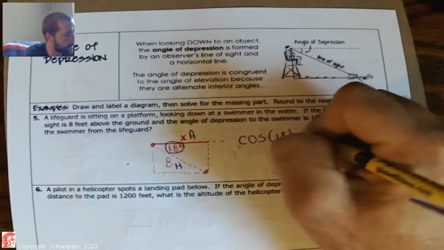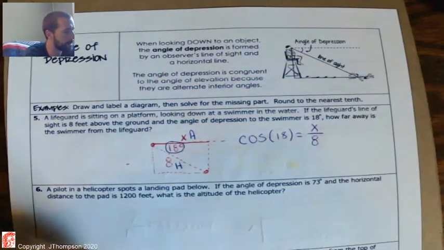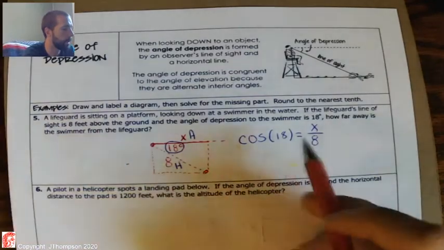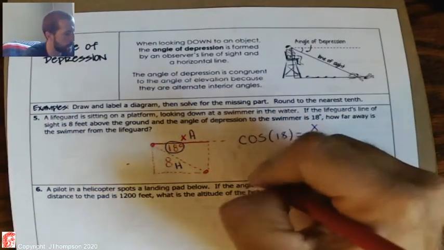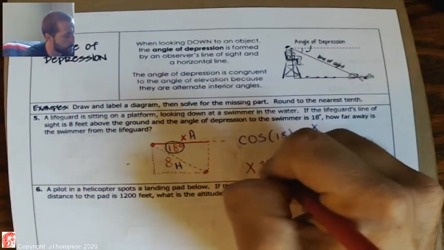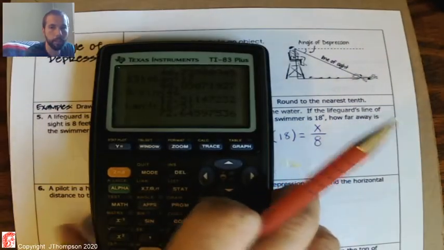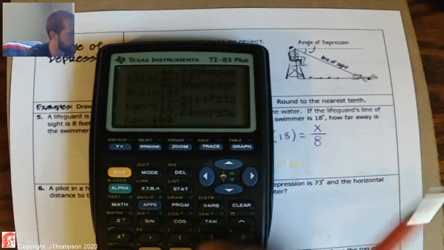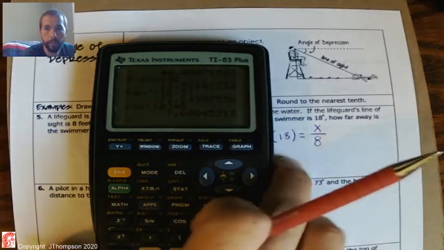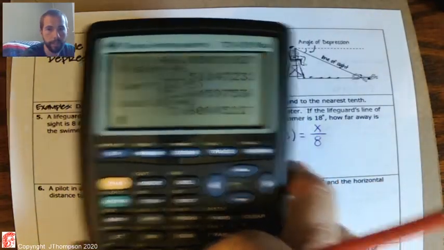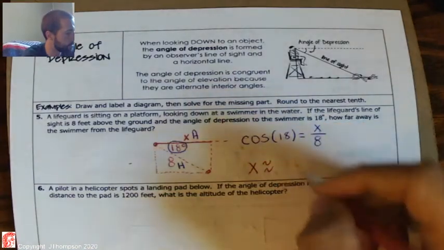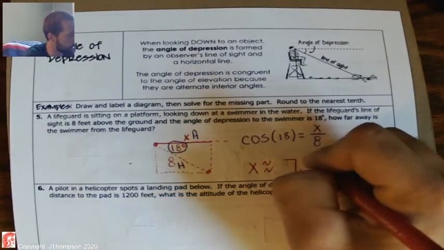equals x over 8. Now to solve this question, we just cross multiply. X multiplies with 1, so we get x is approximately, and then we do cosine of 18 times 8, and that's just something we type in the calculator. And we get 7.6. So the distance from the lifeguard to the swimmer is 7.6 feet.